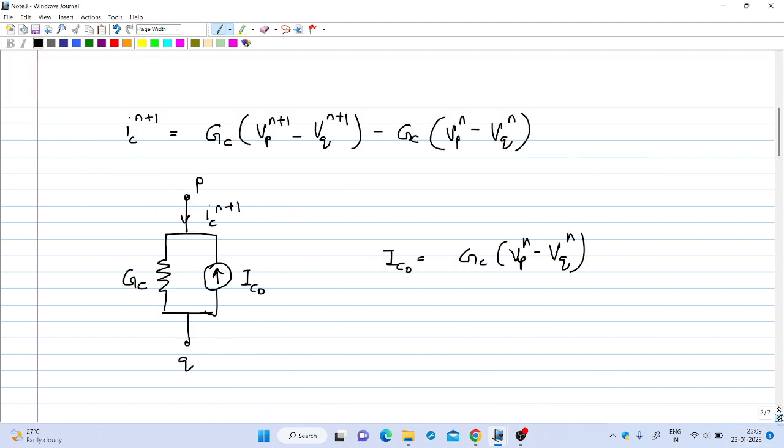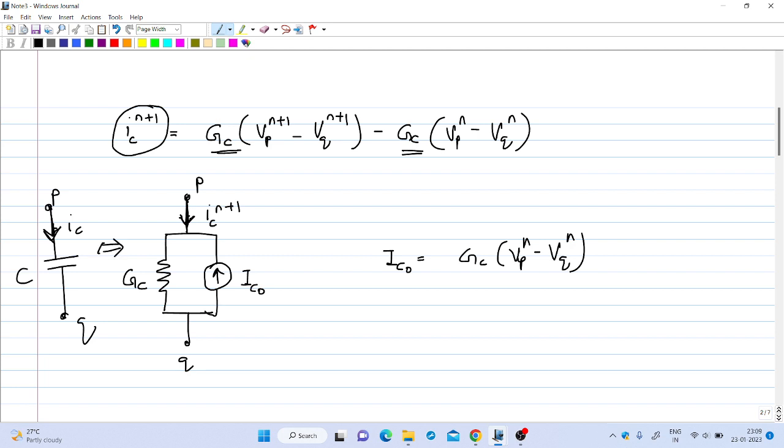So that is written in the next page. So the bracket is opened and Gc is multiplied. Now this equation can be represented by this equivalent circuit. IC n plus 1 is the capacitance current at the n plus 1th instant, that is entering the p node. From our previous figure, this was the original figure. This current is IC, this node is P, this node is Q. Current is entering the pth node and it is leaving the qth node.